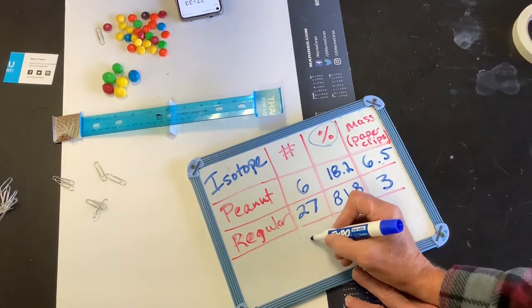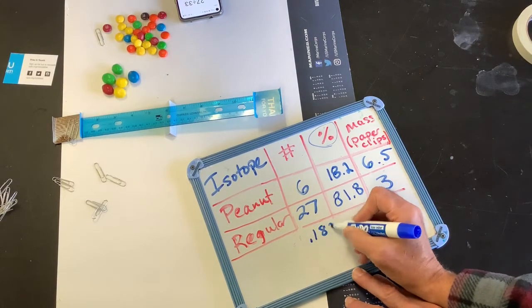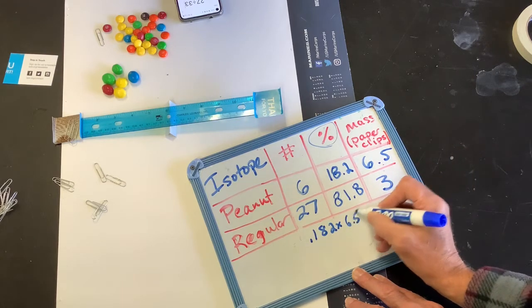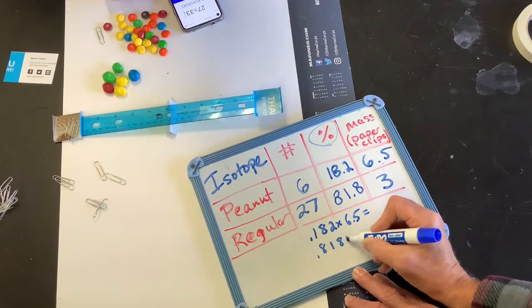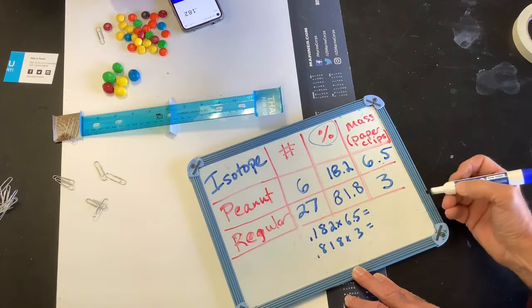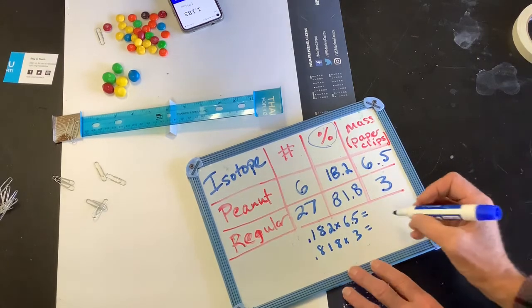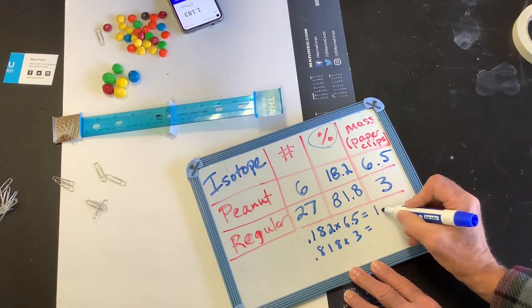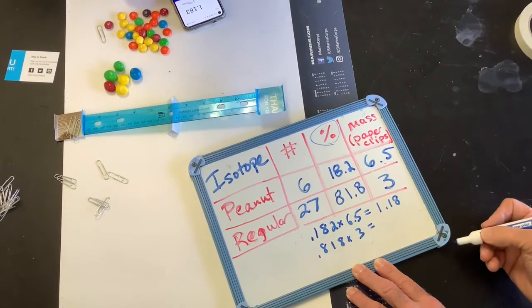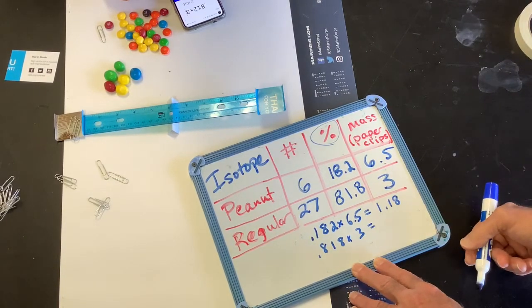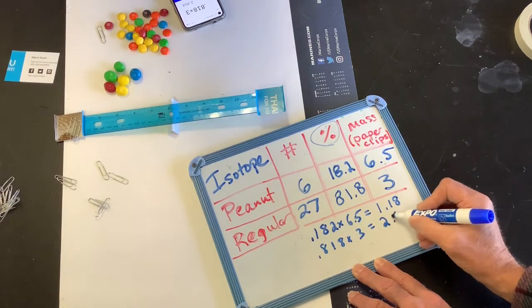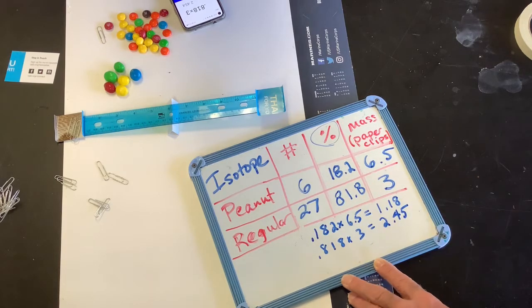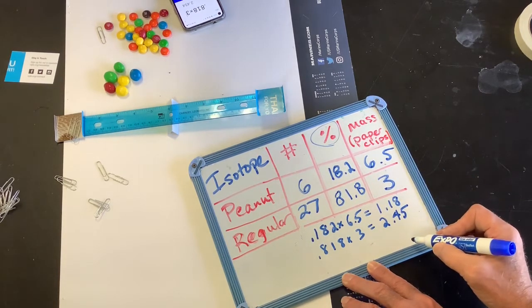So 0.182 times 6.5. Okay, that comes out to 1.18. Okay, and 0.818 times 3 paper clips is 2.45. Okay, 2.45 paper clips. So then to find the relative atomic mass, we add those up.